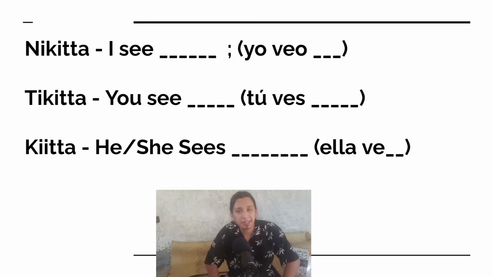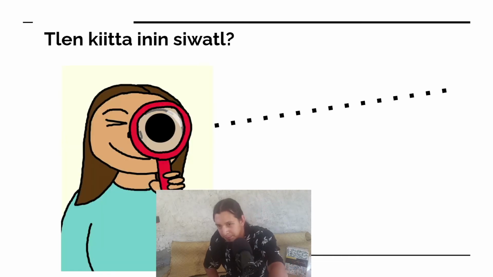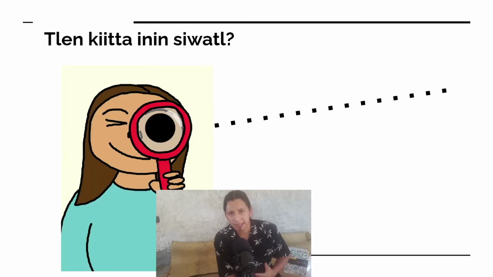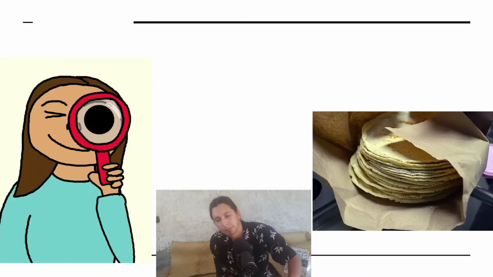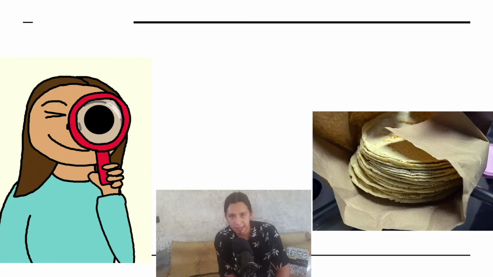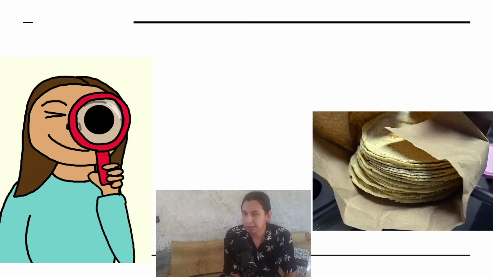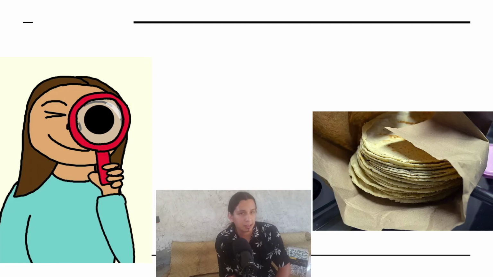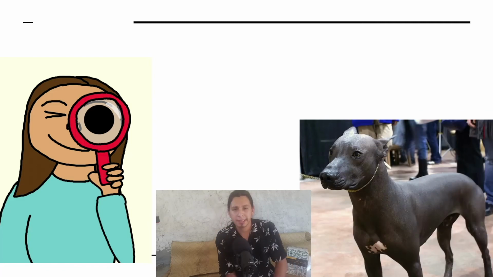Okay, so we've seen nikita means I see. Tikita, when I'm asking you tlen tikita, means you see. But kiita would mean he or she sees. So I could ask you, tlen kiita inin siwatl. What does this woman see? And the response would be kiita, which means she sees. We could say kiita tlaxcali. She sees tortillas. Kiita se chichi. She sees a dog.